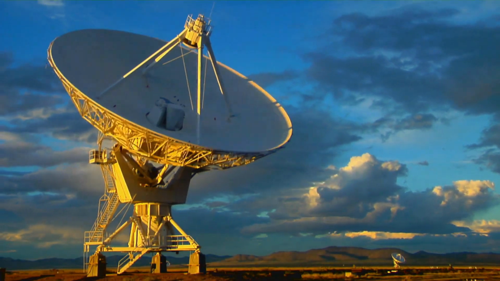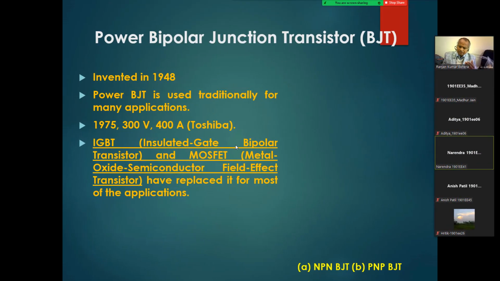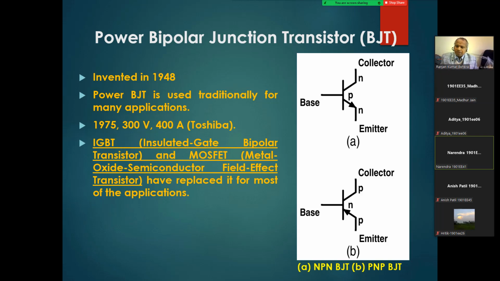Then companies like Semikron and Mitsubishi came into the market of this microelectronics development with power BJTs. But now all these devices have been replaced by the IGBT and MOSFET, which we will study maybe next class.